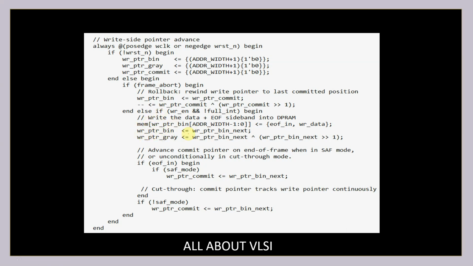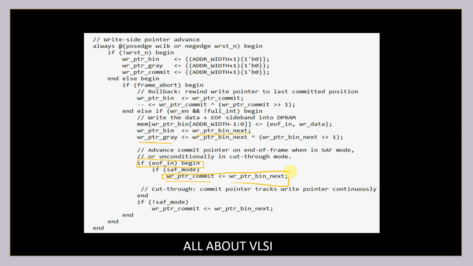And here my write pointer will be incremented and it is being converted into gray format. So write pointer is now converted into gray format. Now, what are we going to do if end_of_frame_in is equal to 1? If this is given, then we are checking for my store and forward mode. If it is equal to 1, then this write pointer commit will be equal to write pointer binary next value. So this value will be updated to my write pointer commit.